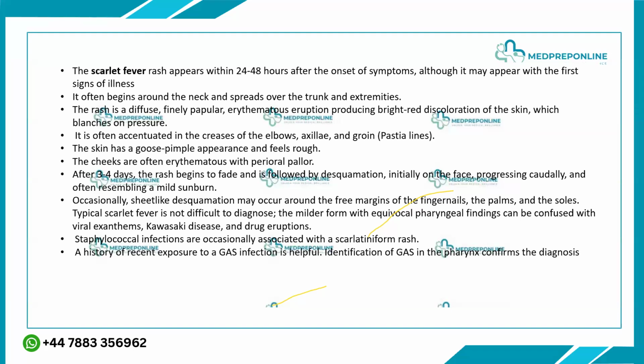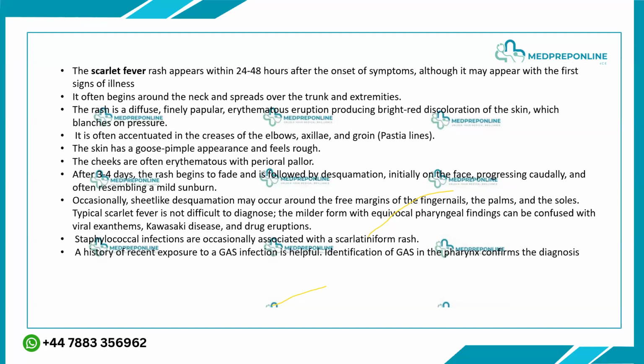After 3 to 4 days, the rash begins to fade and it's followed by desquamation, initially on the face, progressing caudally and often resembling a mild sunburn. Occasionally, a sheet-like desquamation may occur around the free margins of the fingernails, the palms, and the soles. Typical scarlet fever is not difficult to diagnose. The milder form with equivocal pharyngeal findings can be confused with viral exanthems.